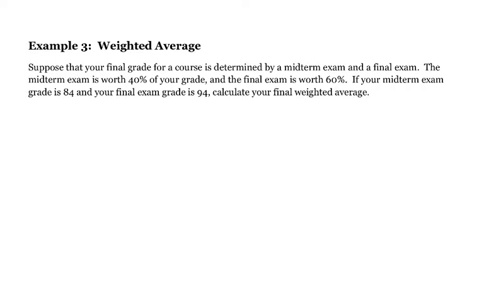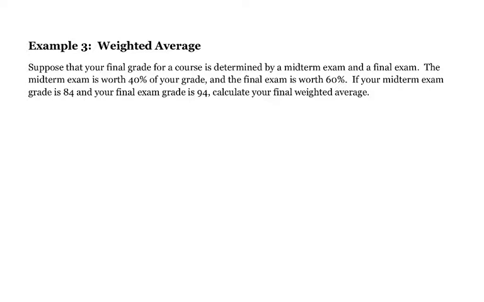The next thing that we're going to do is look at what it means to have a weighted average, which means that some of the input counts more than the other input on the average. So let's look at this. Suppose your final grade for a course is determined by a midterm exam and a final exam. The midterm exam is worth 40% of your grade and the final exam is worth 60% of your grade. If your midterm exam is 84 and your final exam grade was 94, calculate your final weighted average.